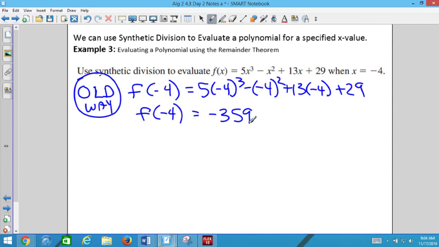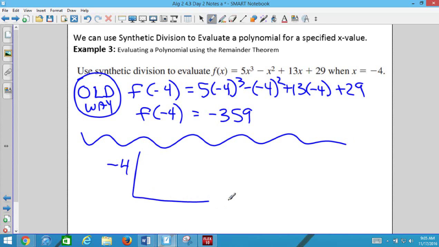Now what we're going to do is we're going to discover the other way of doing it, by using synthetic division. This is called the remainder theorem, and you'll see why as soon as we do it. We're going to use x equals -4. That's our k value because it already says x equals. So we put -4, and we draw the vertical and horizontal line. Then we put in our coefficients, 5, -1, 13, 29. You do it.